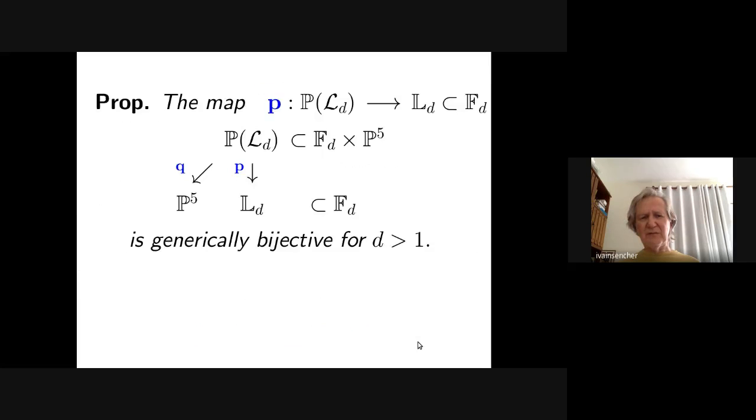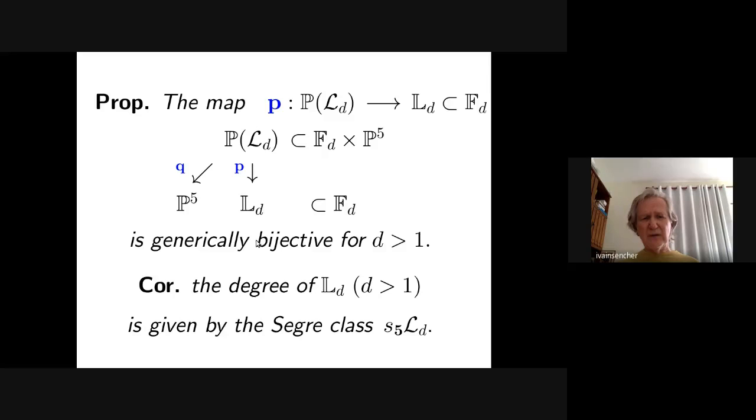So just as before, it can be shown that this map here is generically bijective. So we get the same dimension here. And then we can use the same argument as before to compute the degree as a top Segre class. Now it's a fifth Segre class because it's P5 instead of the Grassmannian.